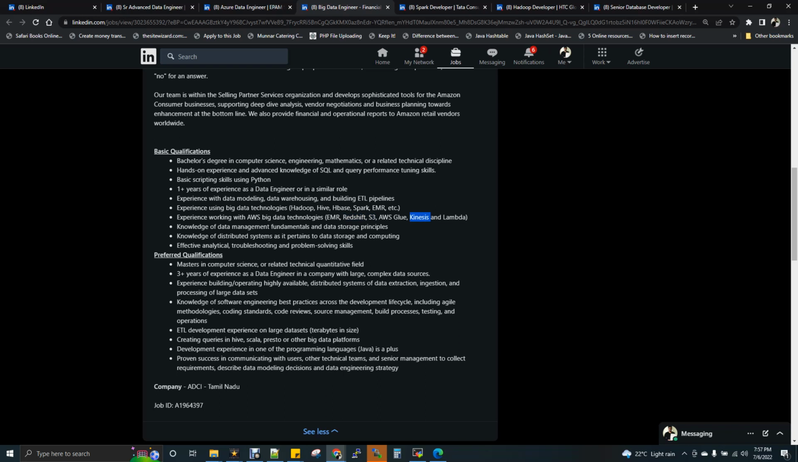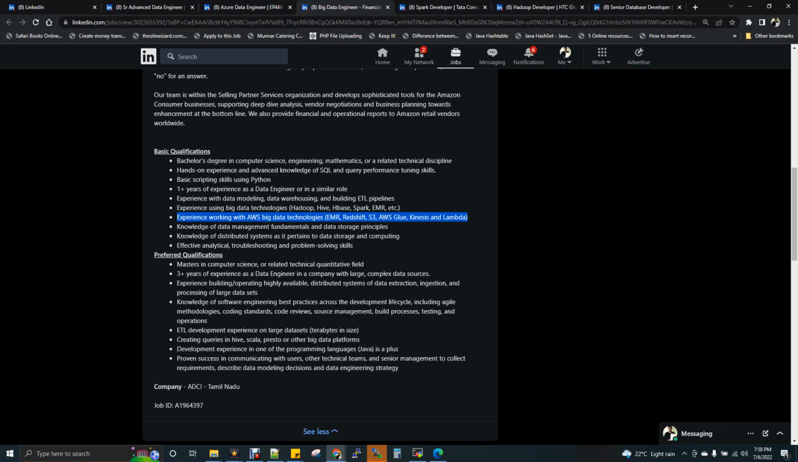Kinesis is similar to Kafka, right? It's their own streaming pipeline. So Kinesis, and then Lambda. I consider this an optional thing, but you can spend 1 hour of time to refresh on EMR, Redshift, S3, Kinesis, AWS Glue. It won't take much time for you. These are all services which are available, and separate dedicated videos are also available. You don't need hands-on, but you can tell them that you're aware of it, but you haven't worked that much on it.